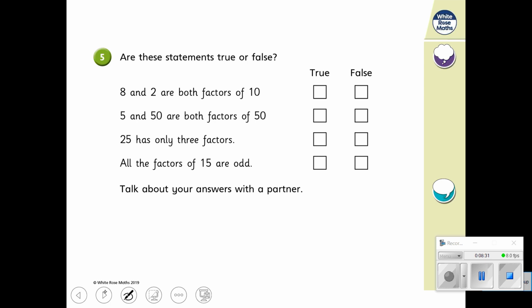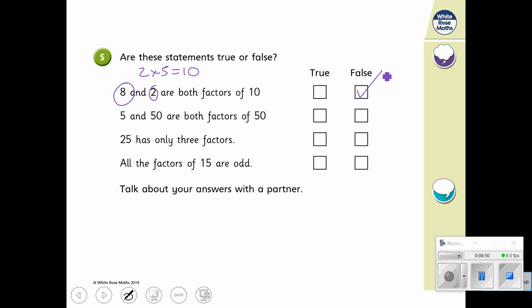Let's have a go. 8 and 2 are both factors of 10. Well, hold on a minute. 2 is a factor of 10 because I know that 2 times 5 equals 10. But is there any number I can multiply 8 by to make 10? No, there isn't, so it must be false.